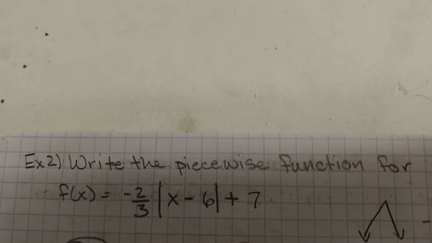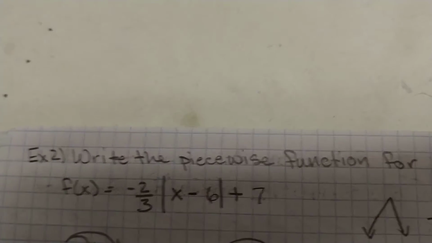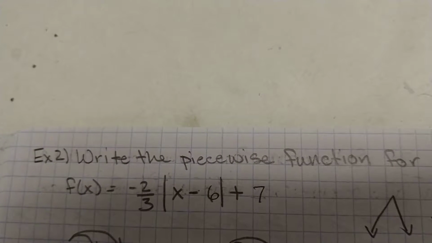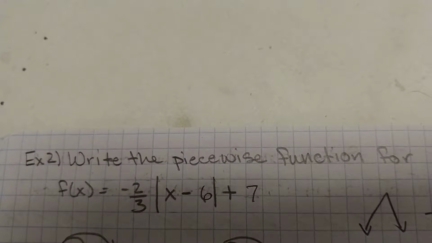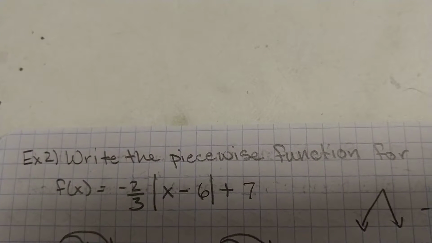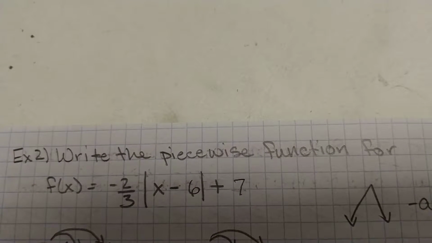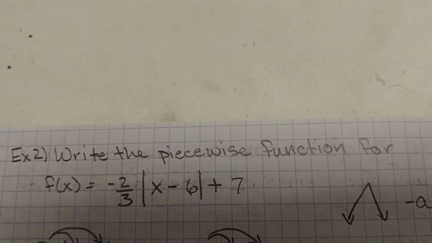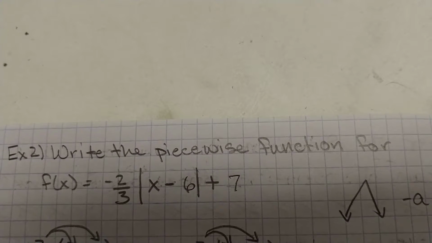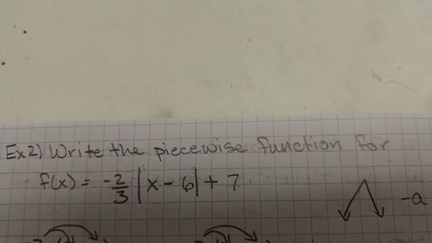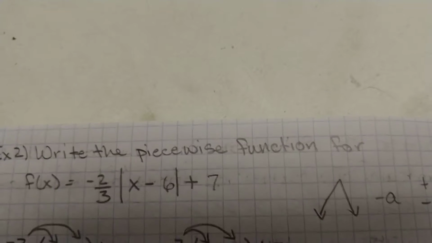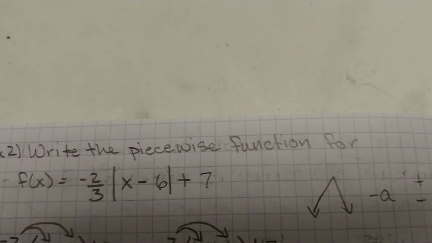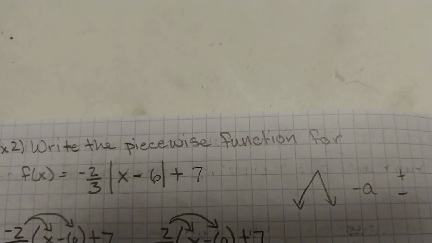So number 2, we're going to do another one where we practice. So here's our problem, number 2. Write the piecewise function for f of x equals negative 2/3 absolute value of x minus 6, close your absolute value, plus 7. So like I said, first thing you always want to do is ask what would your absolute value look like.